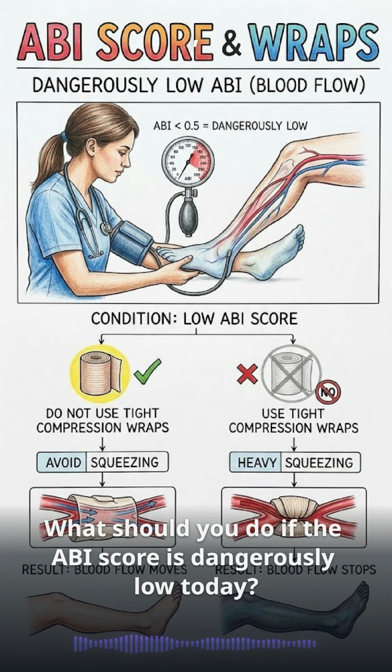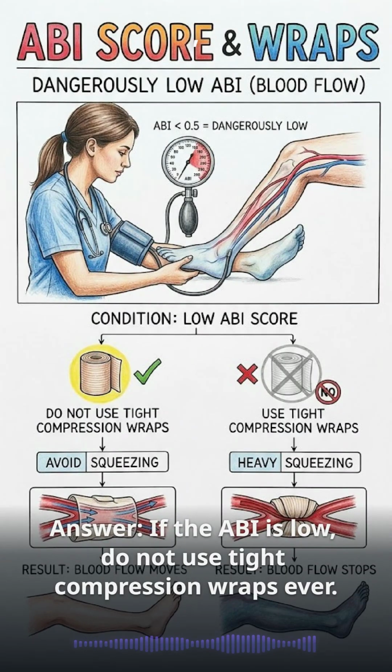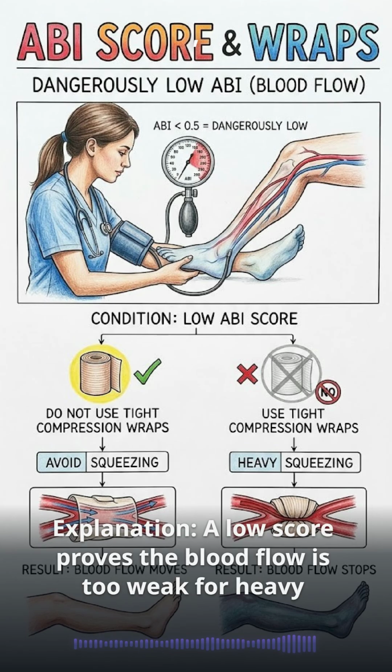27. What should you do if the ABI score is dangerously low today? If the ABI is low, do not use tight compression wraps ever. A low score proves the blood flow is too weak for heavy squeezing.